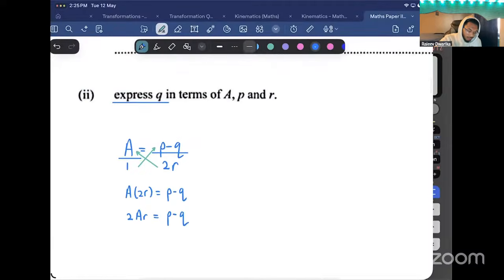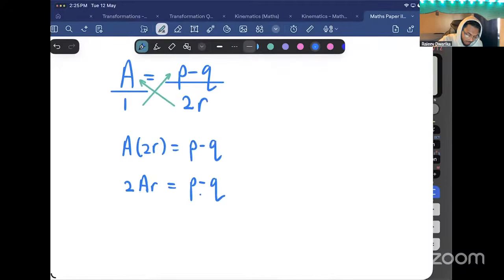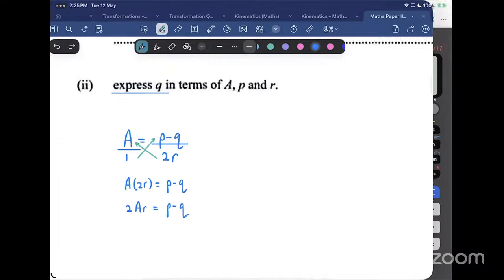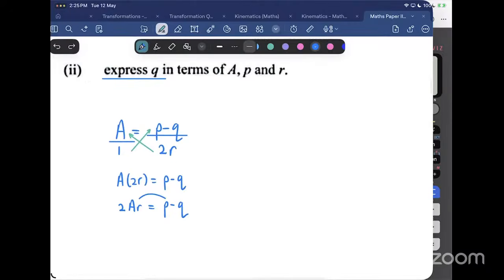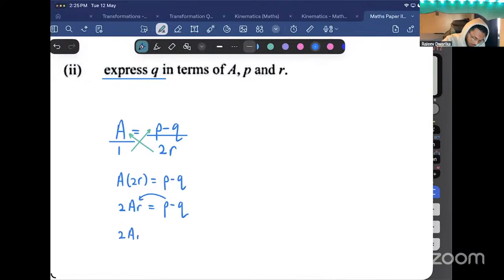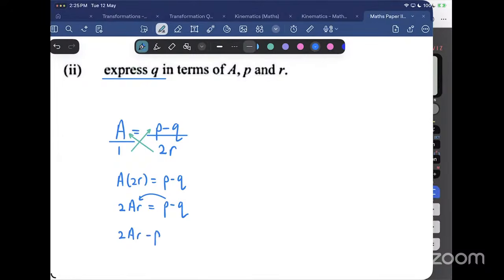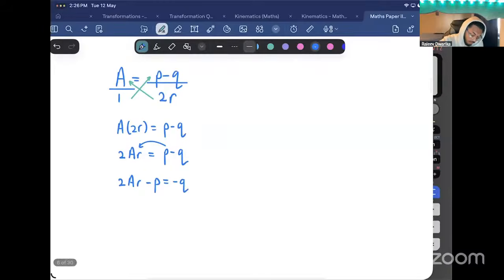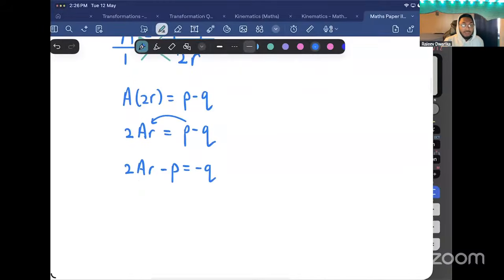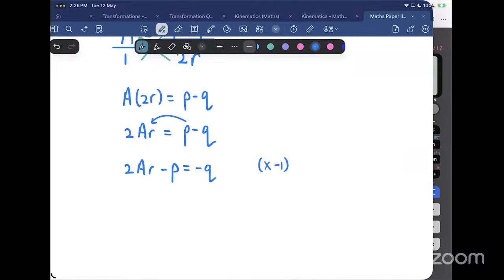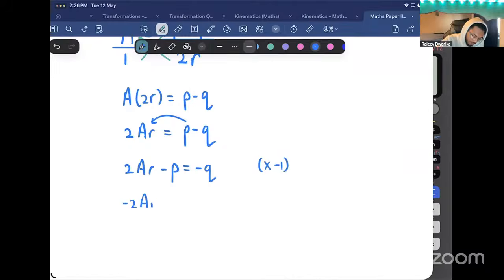Now we want to make Q the subject of the formula, so we need to isolate the Q terms. So what should move across? I should move across the P, right? And that'll become 2AR. If I move across positive P, what will it turn to? Negative. And that'll be equal to negative Q. We want to find positive Q, right? Right now we have negative Q, so we can multiply throughout by -1. This will turn to negative 2AR. This will turn to positive P. And this will turn to Q.